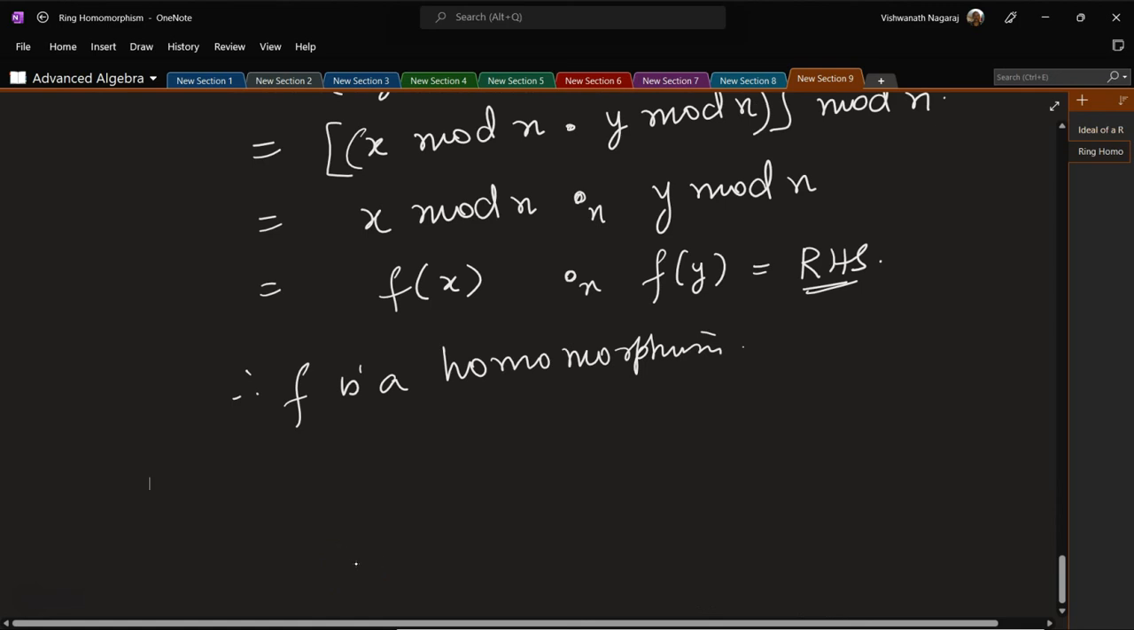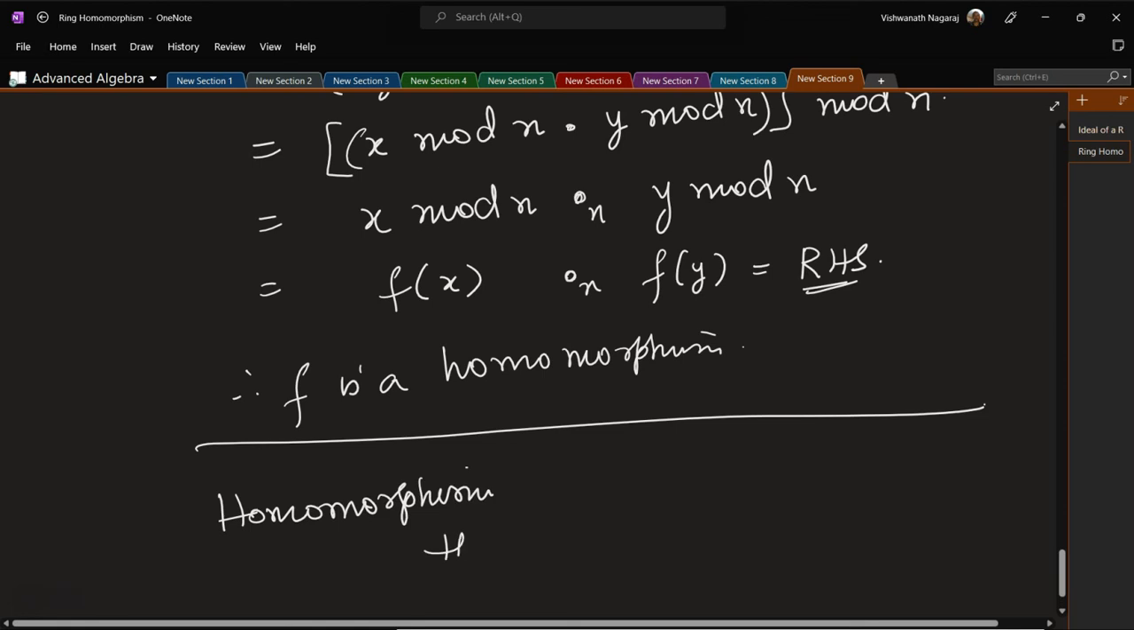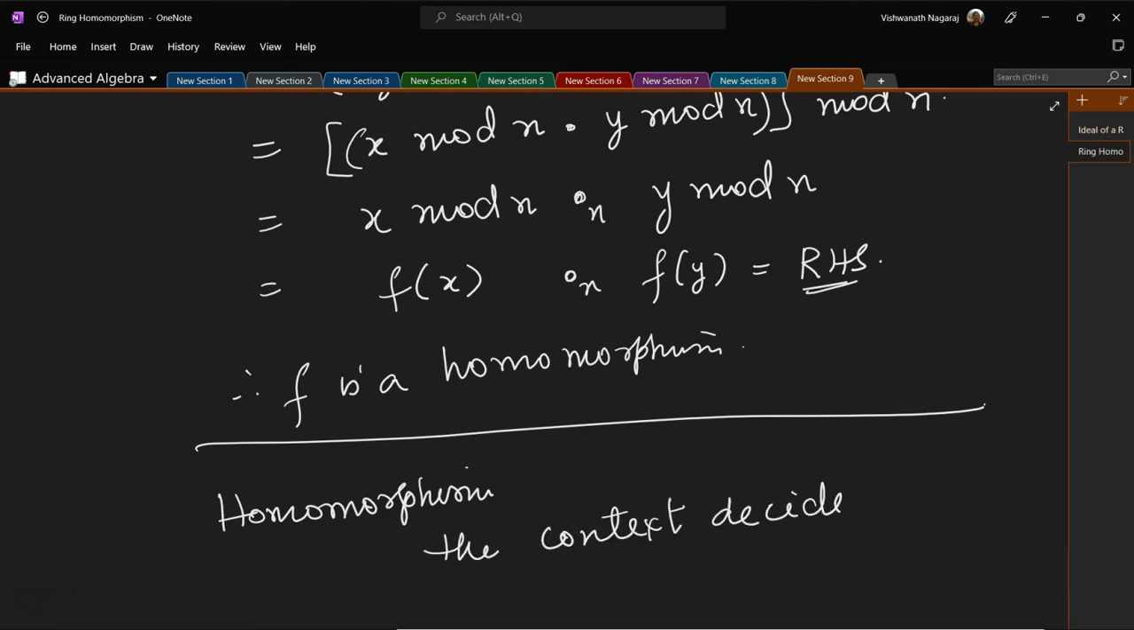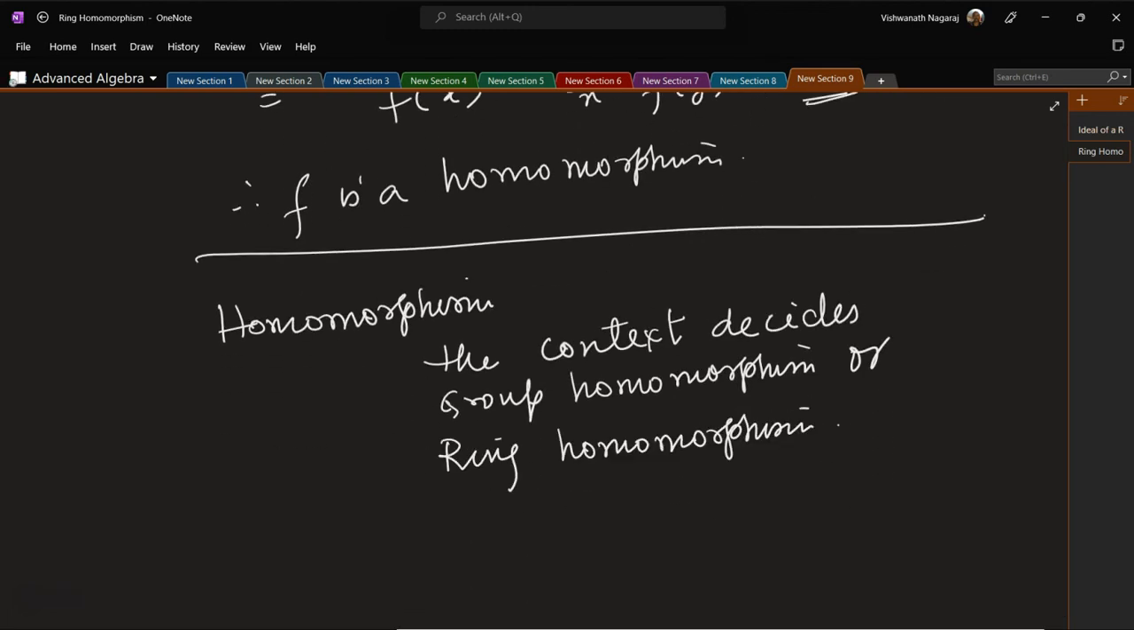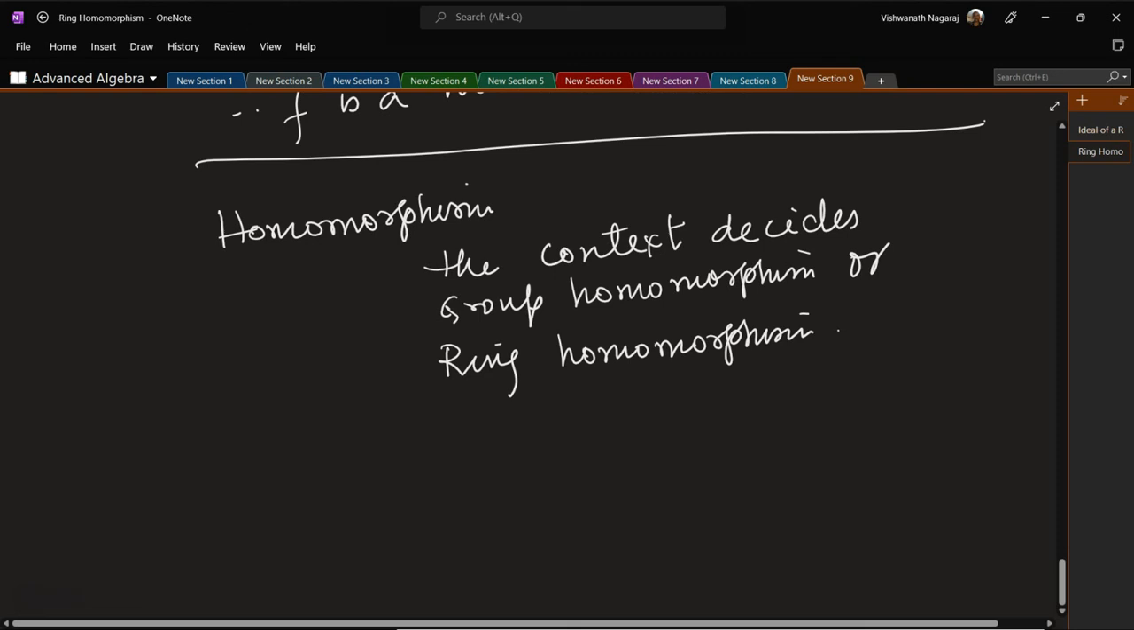One thing you need to be very clear about is, when you use the term homomorphism, the context decides whether it is a group homomorphism or a ring homomorphism. So be clear about your context. Most of the time it will be clear: if you have a single operation, you're talking of a group. Or the other way around, if you're talking of a group, there is only a single operation, whereas in case of a ring, there are two operations. So that's it for now.